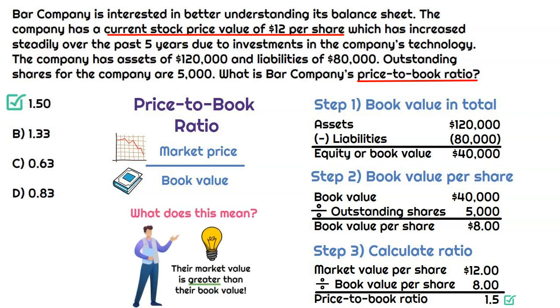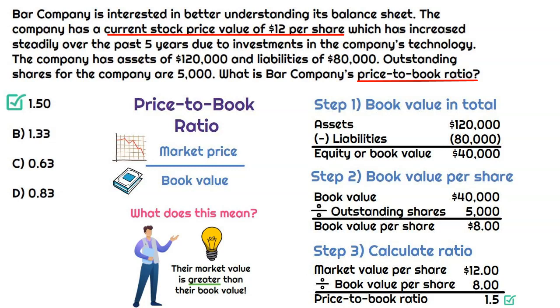Now, you have to think about why we would calculate this ratio. Well, in general, the one thing I can say is that their market value is greater than their book value, right? So investors must think there are some long-term prospects here because they're saying, okay, let's pay a market price that's greater than the book value.